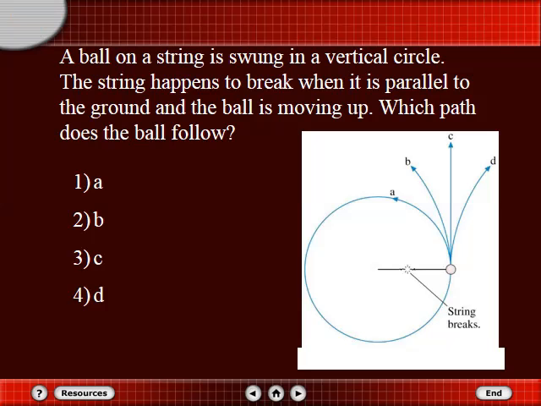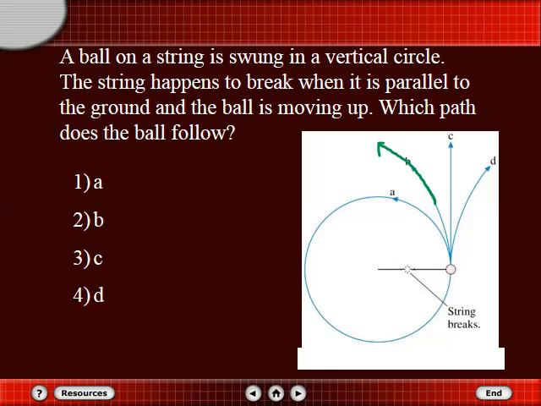So if we have this example, a ball and string is swung in a vertical circle. The string happens to break when it's parallel to the ground and the ball is moving up. So the string breaks here. Which path does the ball follow? Would it continue to move in its circle, kind of away from its circle, but kind of moving around?